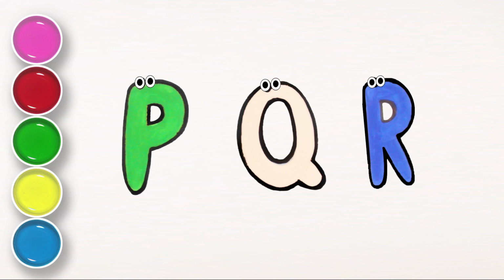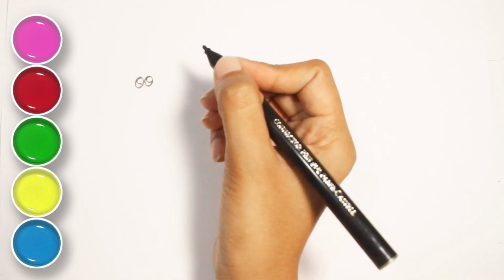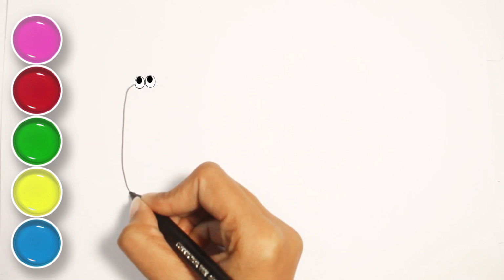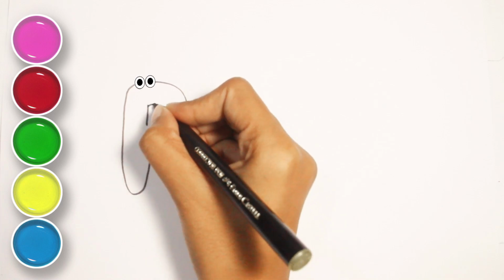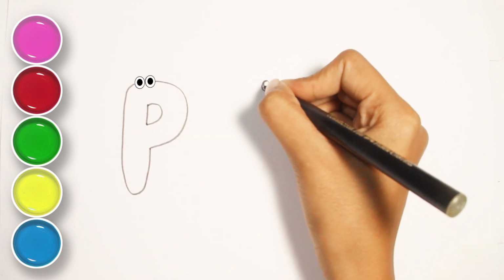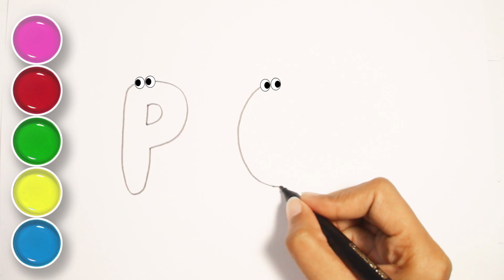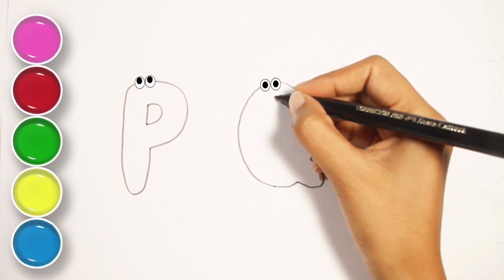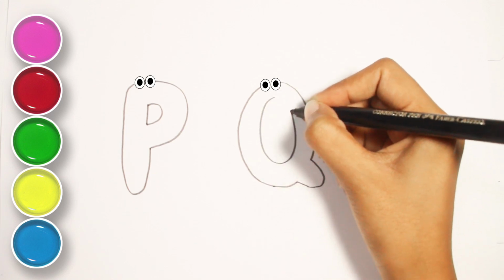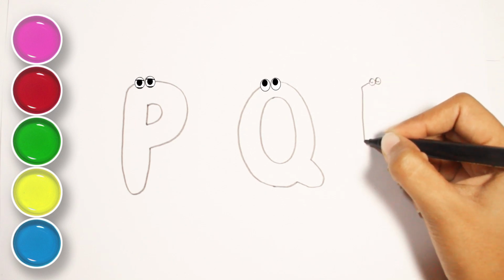Today we are drawing and coloring letters P, Q, and R. Let's draw and paint together. First, I am drawing the letter P for pig. Now let's draw letter Q for queen. Now let's draw letter R for rat.